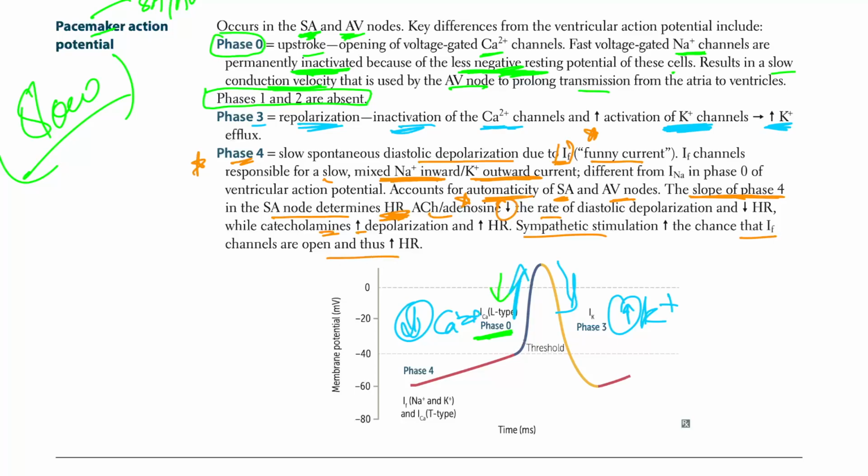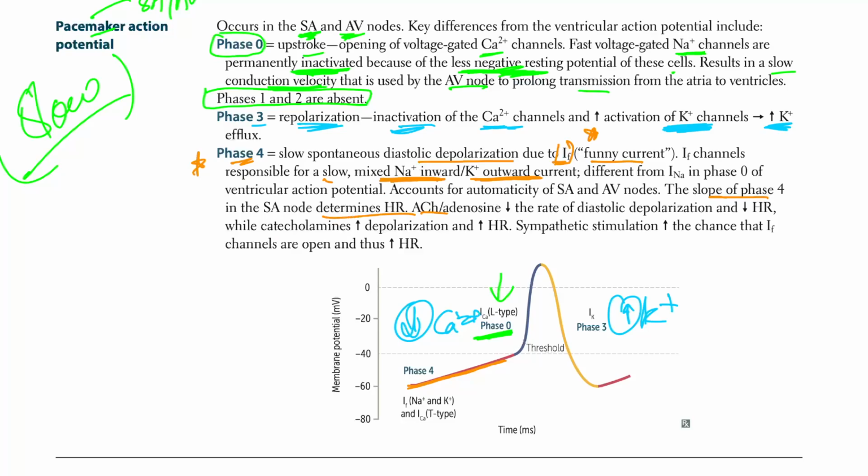So you already know this, it's simple. Acetylcholine is going to decrease heart rate. Catecholamines will increase the heart rate. But the more important thing that you have to know is about the slope of phase 4. The slope of phase 4 determines the heart rate. High yield.